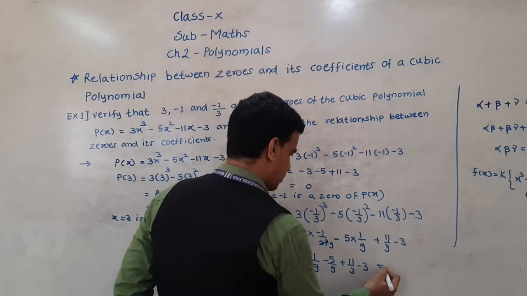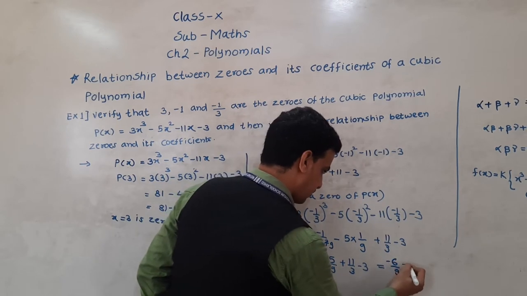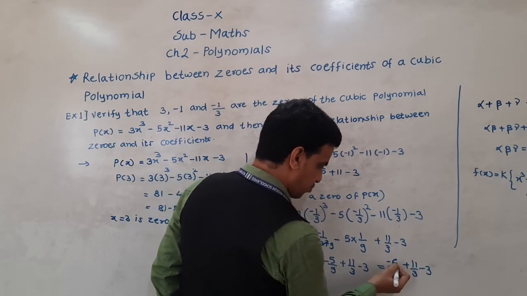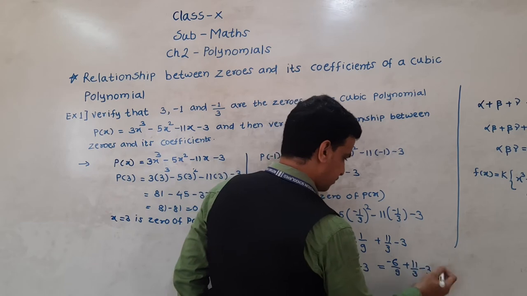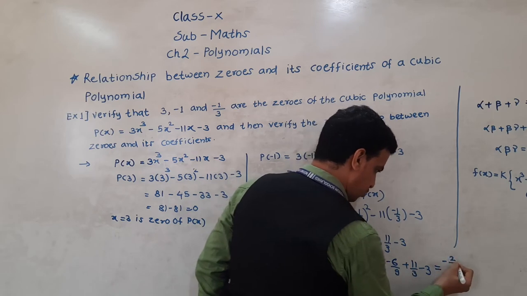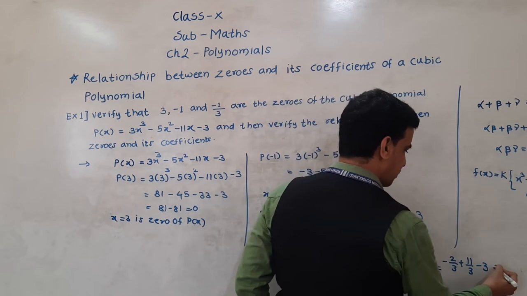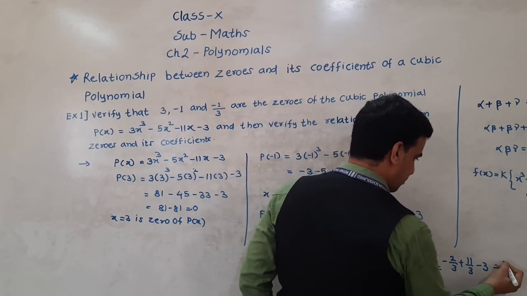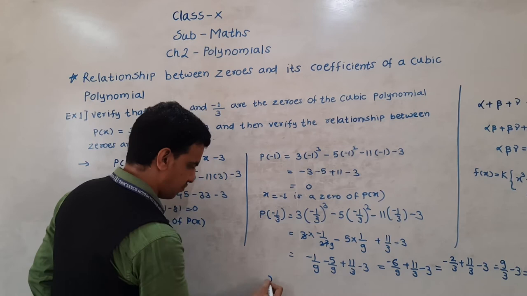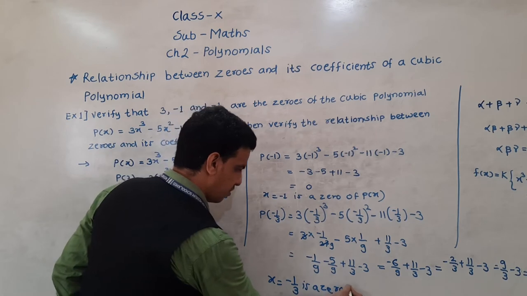Okay, if you simplify this, now I am writing here: minus 1 by 9 minus 5 by 9, that is minus 6 by 9, plus 11 by 3 minus 3. Minus 6 by 9, if we reduce this, 3 2s are 6, 3 3s are 9, so we get minus 2 by 3 plus 11 by 3 minus 3. So minus 2 plus 11 is plus 9. 9 by 3 is 3. 3 minus 3 is 0. So here x is equal to minus 1 by 3 is a 0 of p of x.